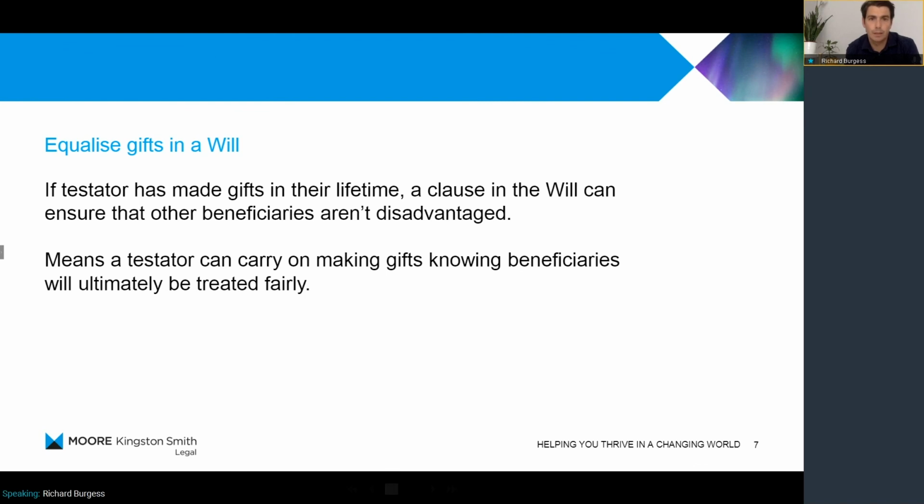So a final note on wills. Where a testator has made gifts to a chargeable beneficiary, so typically their child, during their lifetime, and they have more than one child, and they think, well, really, it's not fair to benefit one child more than the other or the others, we can include in the will a clause. For example, with 3 children as beneficiaries of my residuary estate, I've given X to the first child, Y to the second child, and nothing to the third child. A clause in their will can say, ultimately, all 3 children will get exactly the same amounts, taking into account the lifetime gifts.